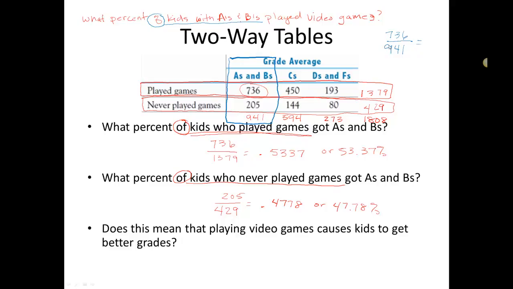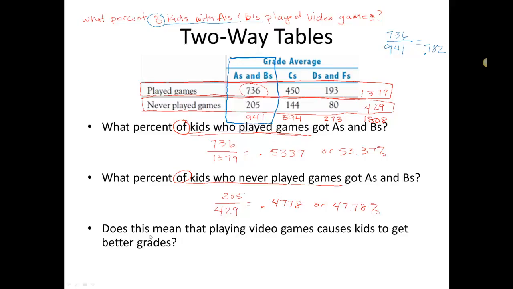So you can see it's the same numerator here, but a different denominator depending on what we're conditioning on. So if I take that 736 divided by 941, I didn't do that one ahead of time, so let me pull out my calculator. I have 736 divided by 941, then I get 0.782, or 78.2%. So hopefully that illustrates the difference in how exactly you find a conditional distribution.